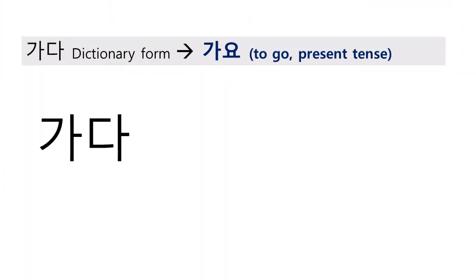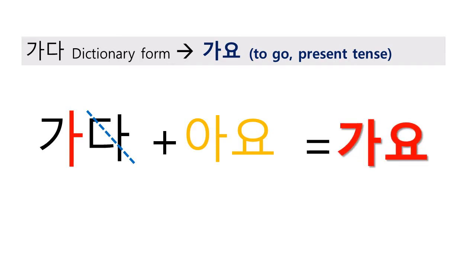Okay, so the dictionary form is 가다, and then we remove da and check which vowel it is. Okay, it's an a, so we need to add ayo. And the next step is we can't really say ka-a-yo. So when there's two vowels, normally we need to contract them, put them together. So ka-a-yo becomes kayo. If it helps you, you can think about it as three steps. First of all, you need to remove da. Then second, you need to check what ending you need to put. Is it ayo, oyo, or heo? And third, you need to contract if there's two vowels together.